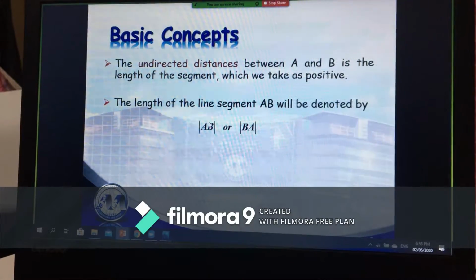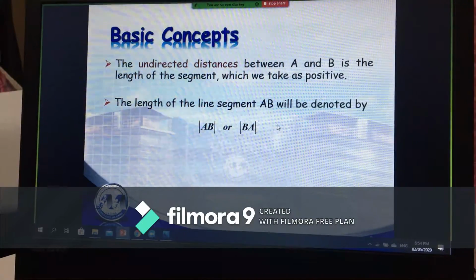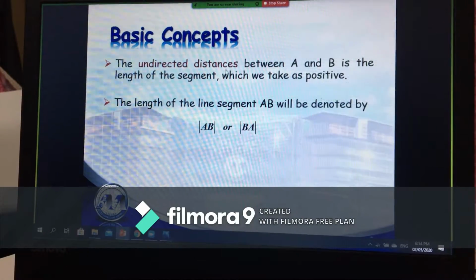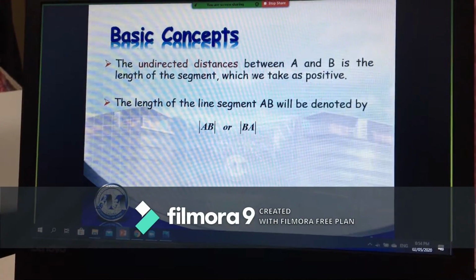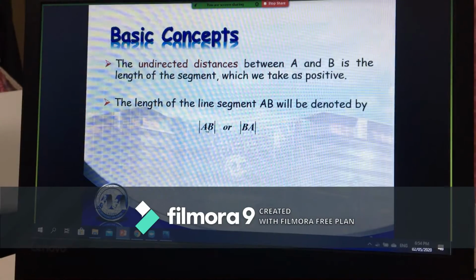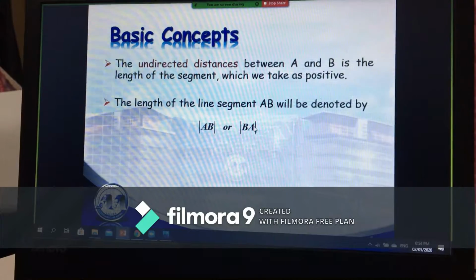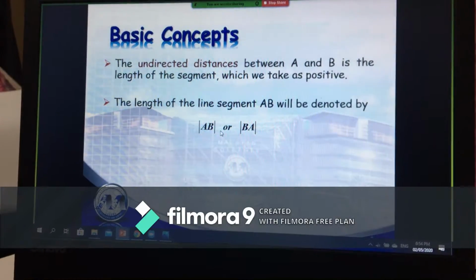Or this one? So this is read as absolute value AB or BA. Since we take it as positive, basta undirected siya, class, undirected distances, so that is always positive. We take it as positive, so that's why we write it as absolute value AB or absolute value BA. So pareho lang yan. So if AB is 3 and BA is negative 3, we can consider the absolute value of that number or of that measurement.